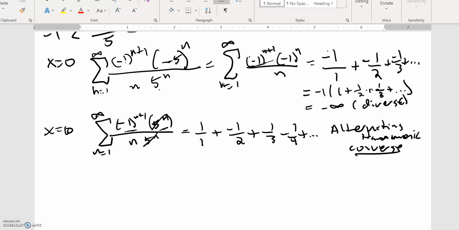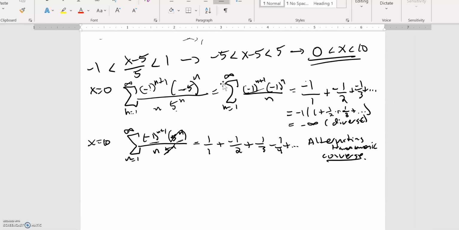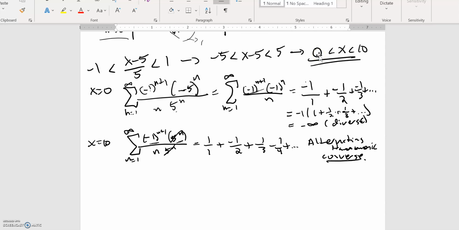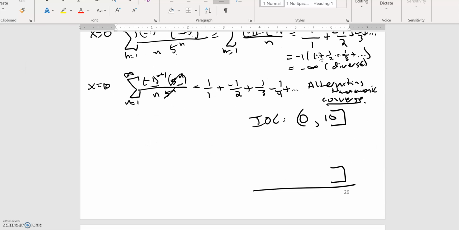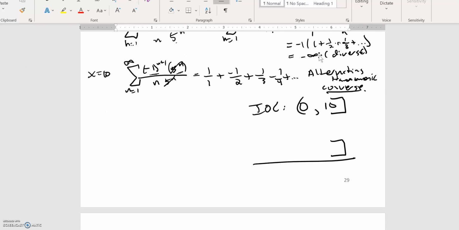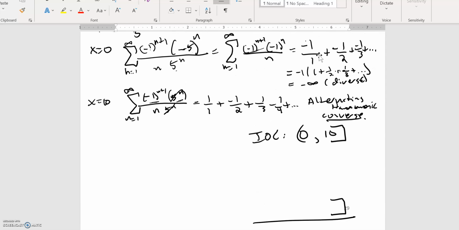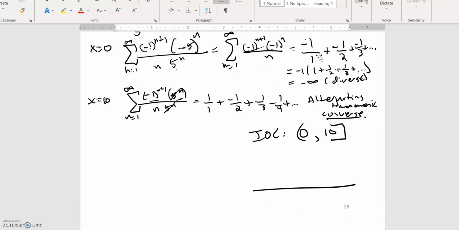And so the original problem, the interval of convergence is that 0 doesn't work. This is the IOC. The 0 doesn't work, but the 10 does work, and I can give it a bracket. Whew. Now, next up, we've got to figure out how to get rid of that bracket. There we go. Let's get rid of that.